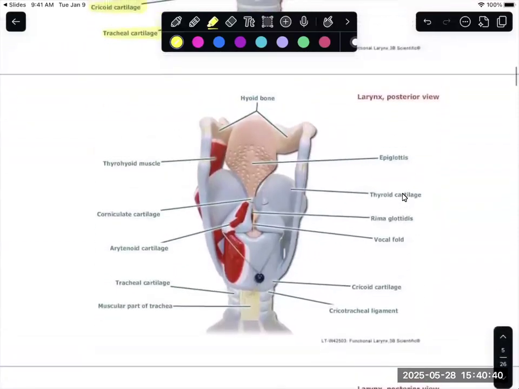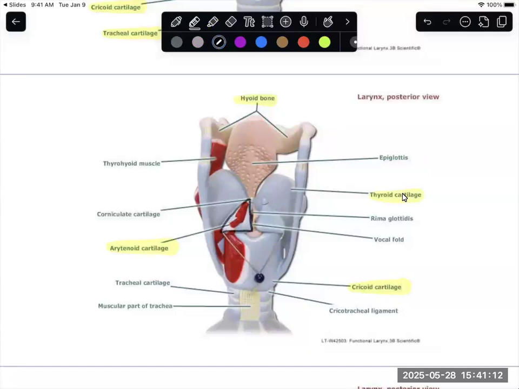Here we can see the backside. I like the backside better to show some of these cartilages. Here's that hyoid bone. You see how large that cricoid cartilage is in the back. You see that thyroid cartilage coming around. But what we can see here really well is that arytenoid cartilage, which is this piece right here.